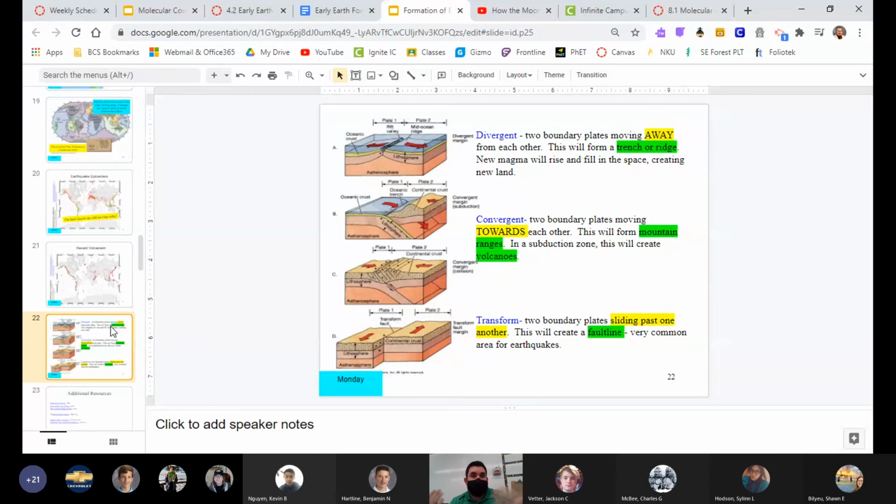So how do land masses run into each other differently? The three basic ways they can run into each other. They can either move away from each other, and that's called a divergent boundary. Okay, so when they move away, that is going to create a trench or a ridge where the new magma rises and fills in the space. So a divergent boundary is going to have some of the youngest rocks on Earth.